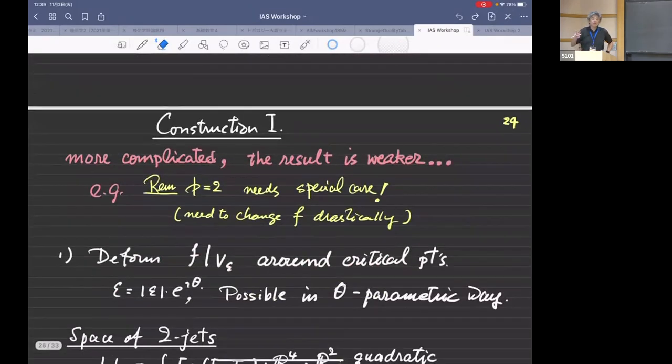And then we have two constructions. One is more complicated, and the result is weaker, so it looks bad. But I think this can be applied to other cases. The other one is, to the contrary, simpler and stronger. So for the moment, it looks very nice. But if I explain the first one, we have to deform the map which I defined, in order to modify the critical point into a real Lefschetz type critical point.